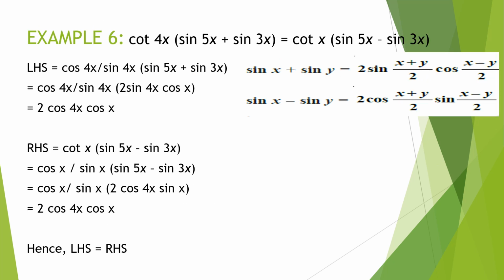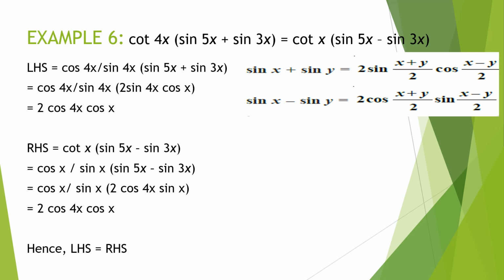Example 6. Cot 4x into (sin 5x plus sin 3x). Prove that this is equal to cot x into (sin 5x minus sin 3x). Now, first of all, let us simplify the left hand side. Left hand side is equal to cos 4x upon sin 4x, since cot is cos upon sin. Now into the bracket we have sin 5x plus sin 3x.